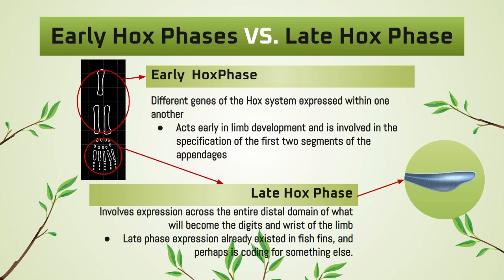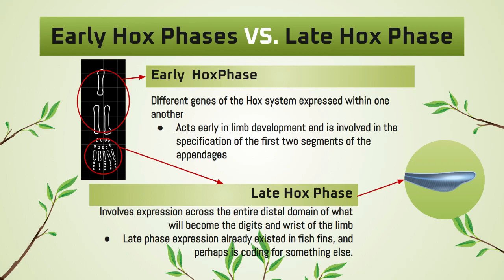The late Hox phase involves expression across the entire distal domain of what will become the digits and wrist of a limb. So again, going back to that image on the left, what's circled at the very bottom, the hands, the digits, the phalanges, I guess you can say, will be developed due to the late Hox phase.